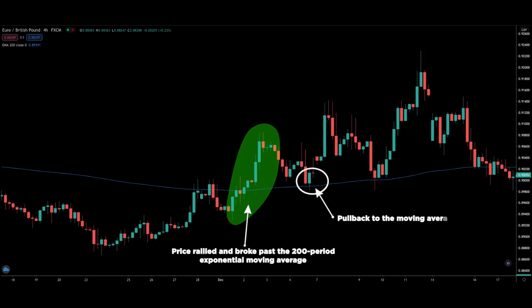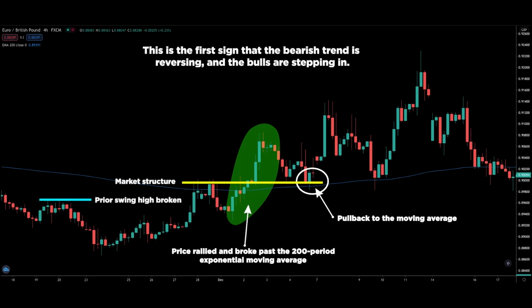Price pulls back to the 200-period exponential moving average, and notice that there is a confluence of market structure. And if you were to observe the swing highs and lows, you will also notice that the prior swing high has been broken. This is the first sign that the bearish trend is reversing and the bulls are stepping in. So this is how you put everything together.